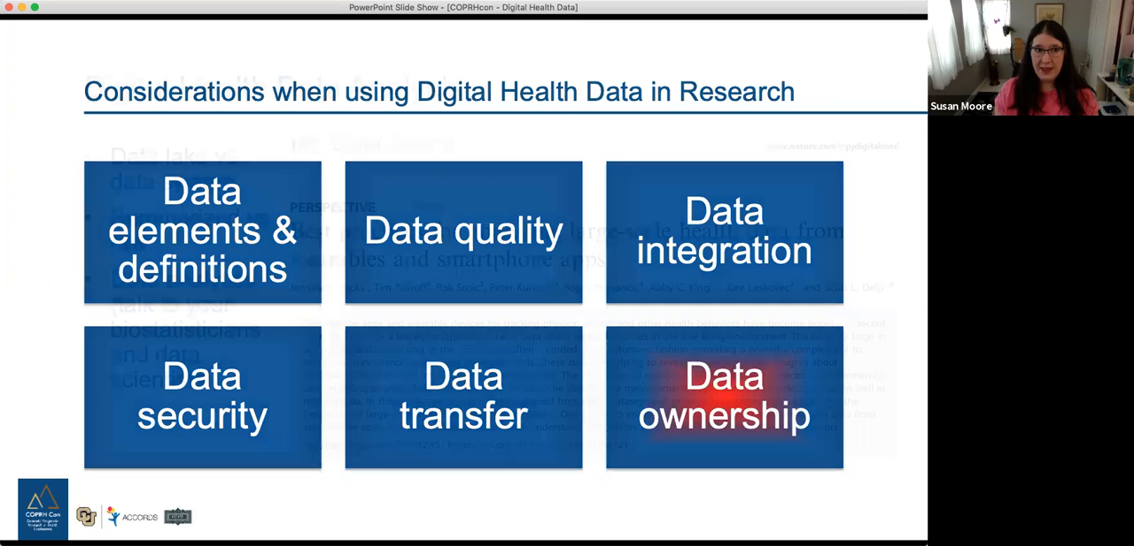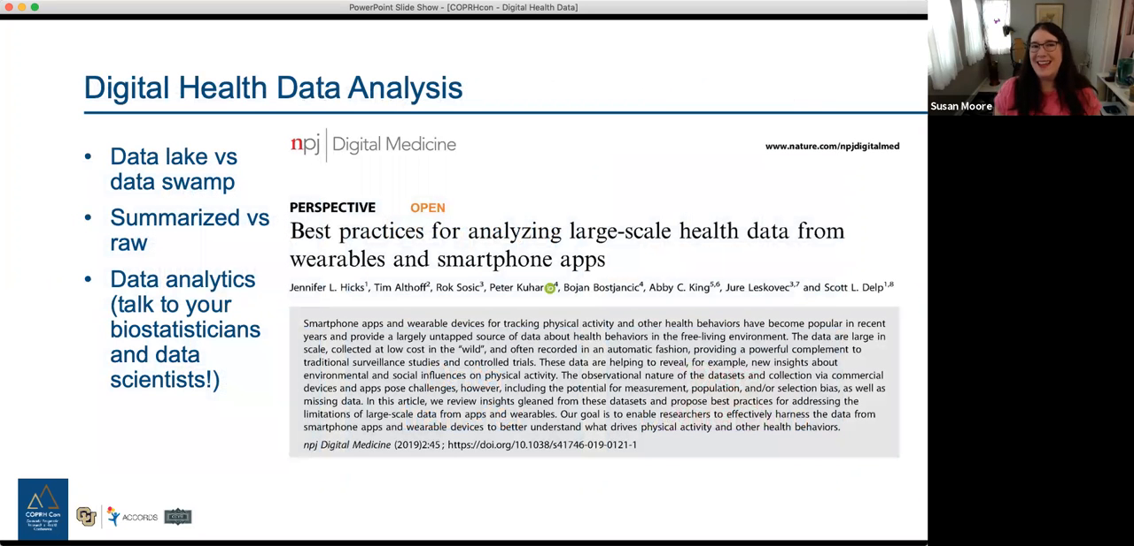And then finally, I want to touch on digital health data analysis. I'm not going to spend much time here because this would be a talk in and of itself. So we don't have time to go over all of these aspects today. But I very strongly encourage you, when you're thinking about digital health data in the context of your study and how that's going to be analyzed, to talk to your biostatisticians and data scientists right up front, because the methods for this sort of analytics are not always as traditional or as common as you might be used to.